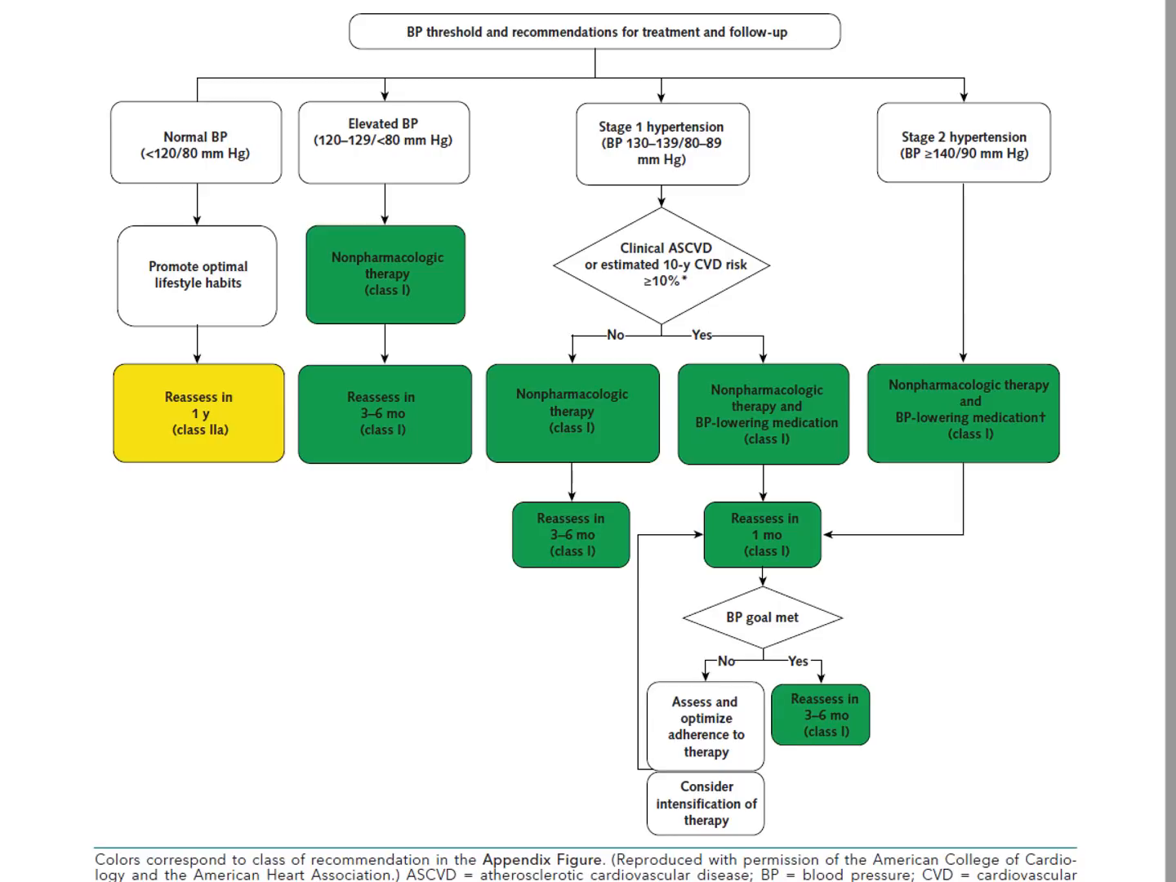All right, here's a nice algorithm that comes out of that American Heart Association guidelines. So if we look across the top, normal blood pressure, elevated blood pressure, stage 1 and stage 2 hypertension. And even in those individuals with stage 1 and stage 2 hypertension, it's extremely important to do that non-pharmacologic therapy, those lifestyle modifications. And it's only when those lifestyle modifications have failed to get the blood pressure down, or when their cardiovascular risk is elevated, that we start then bringing in the pharmacologic therapy.